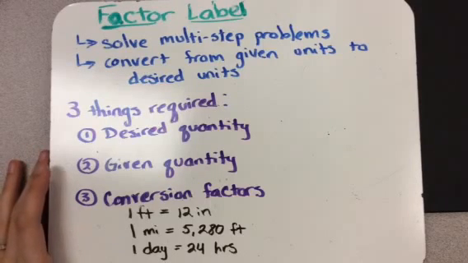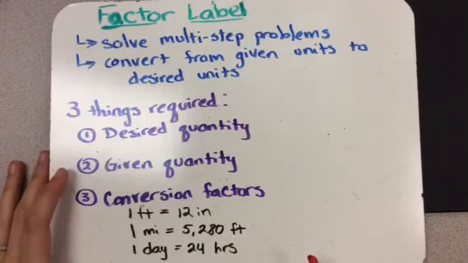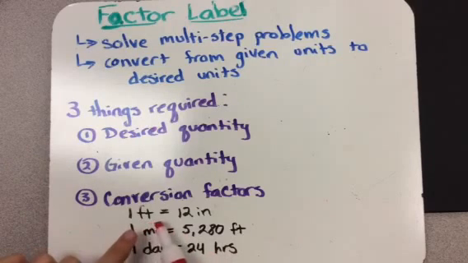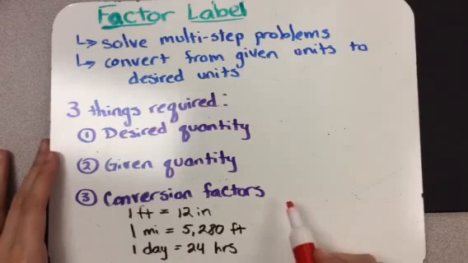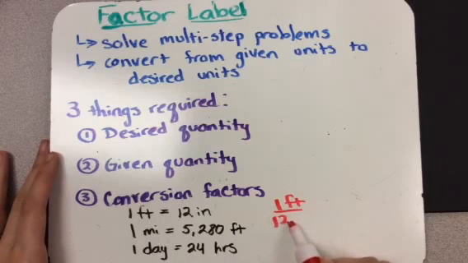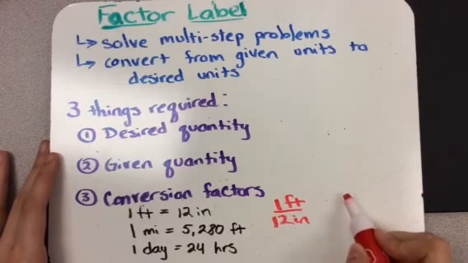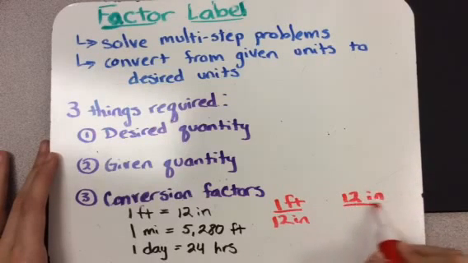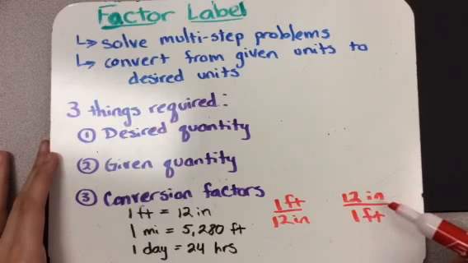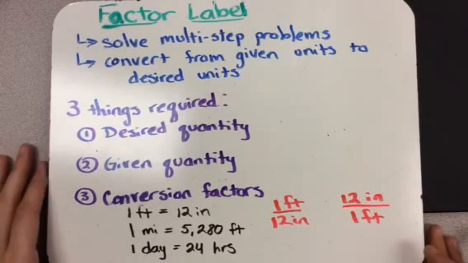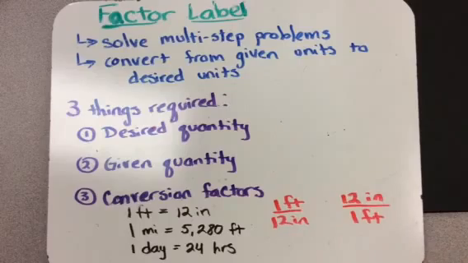Each of these conversion factors can actually be written in two ways. So let's just look at 1 foot equals 12 inches. We can say that in every 1 foot there are 12 inches, or we can say there are 12 inches per 1 foot. You're going to want to remember that you can write them either way for when you're setting up your factor label problems. The best way to really understand this is to look at some examples. So let's look at one.